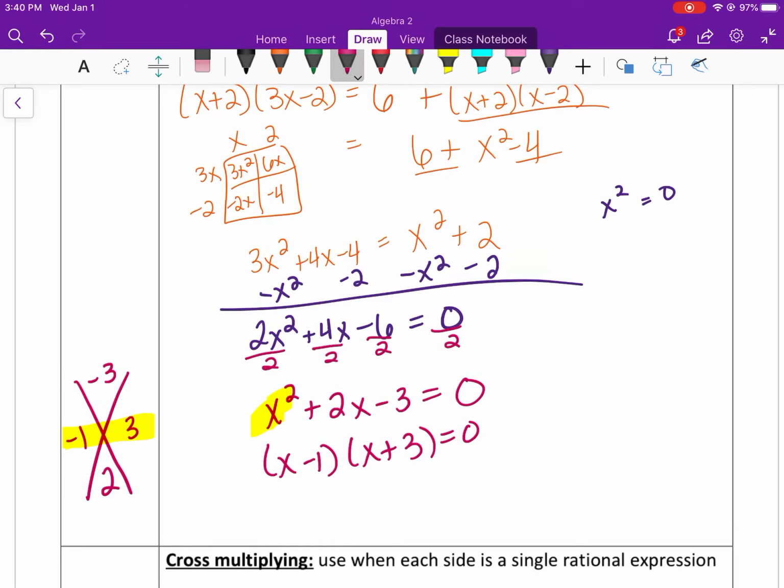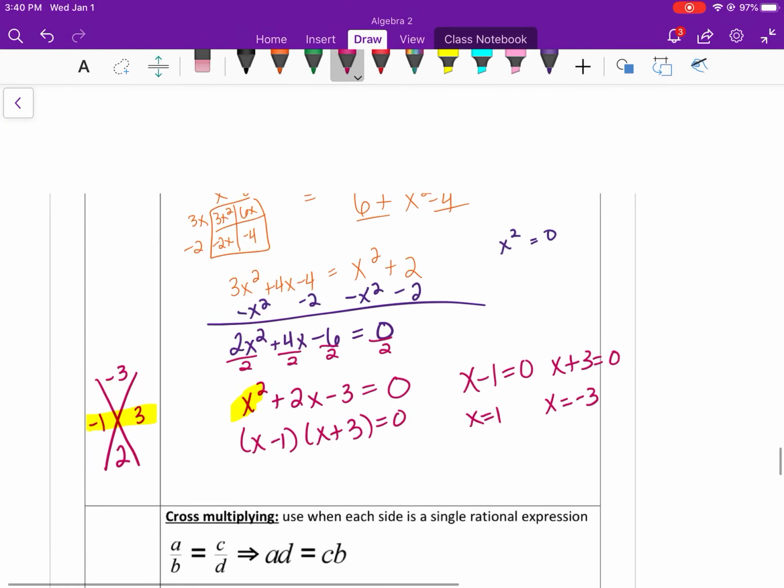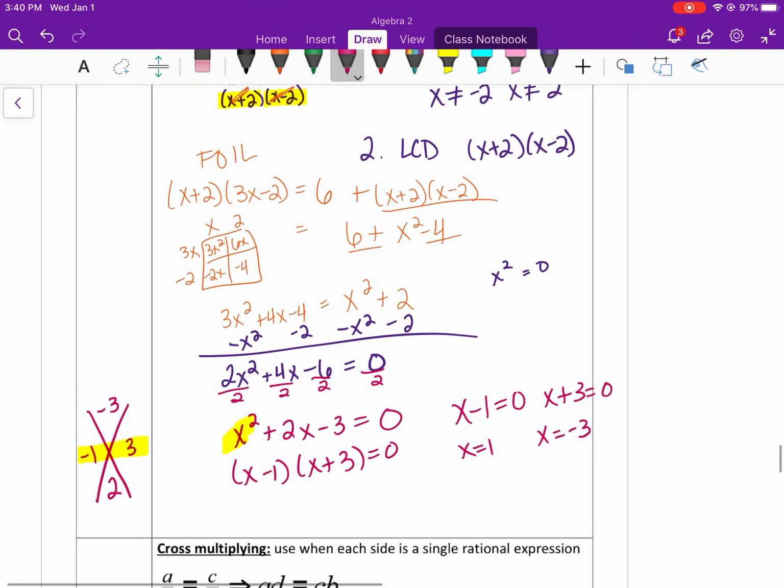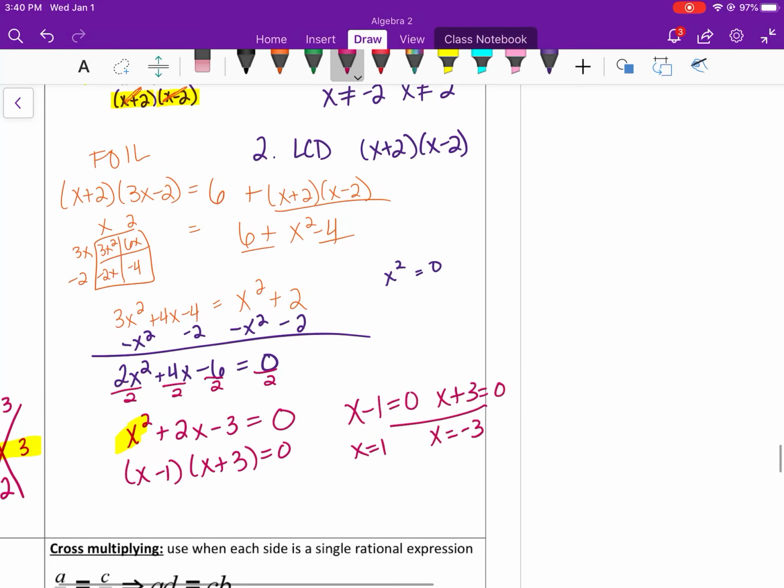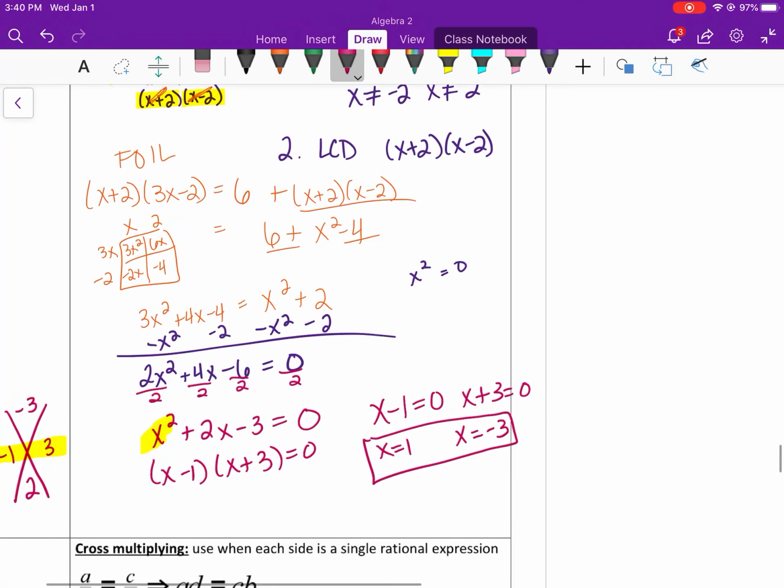And then once you have it solved by factoring, you set each factor equal to 0 to finish solving by factoring. So you get x equals 1 and x equals negative 3. And then our restrictions were 2 and negative 2, so both of those solutions work. Whoops. So I have two answers, x equals 1 and x equals negative 3.